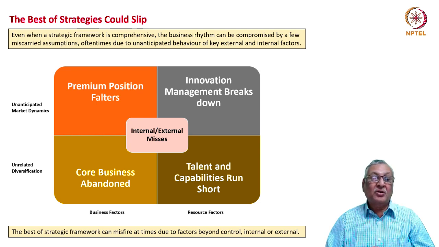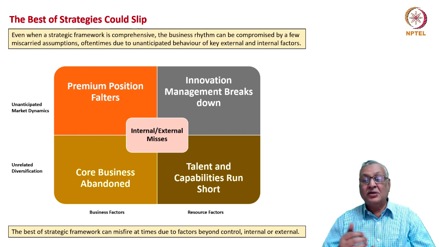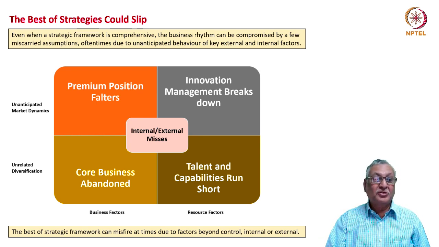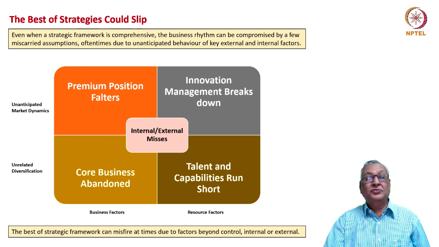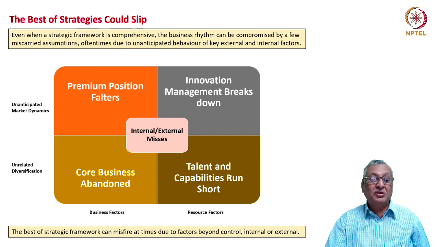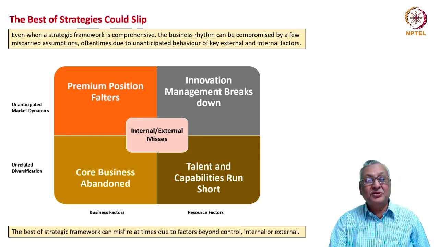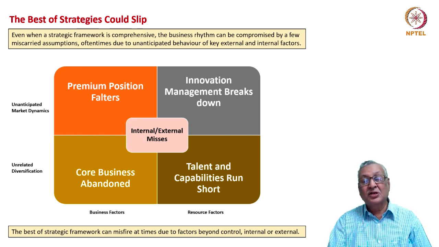There are many companies around us which have tried to diversify into related as well as unrelated areas, and they have not really succeeded because of this kind of unrelated diversification. It tests the leadership and management bench of the company. Let's say we have business factors which are not very conducive, but market dynamics are also not conducive. Then even if we have a premium position, it falters. We have business factors, but they are subject to unanticipated market dynamics, in which case the premium position which we built on our business factors falters.